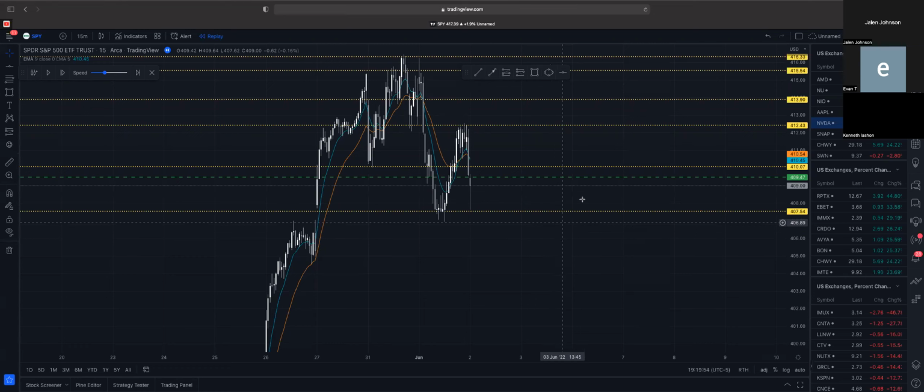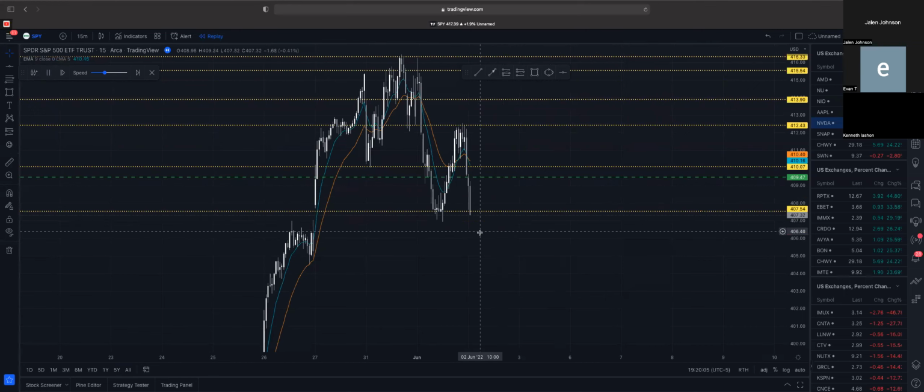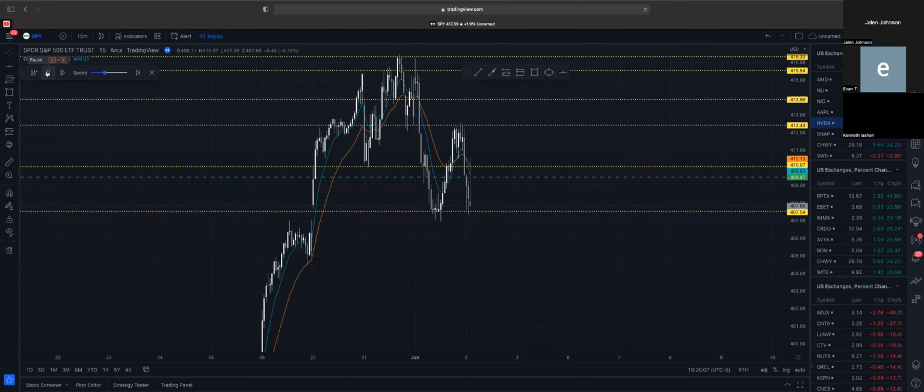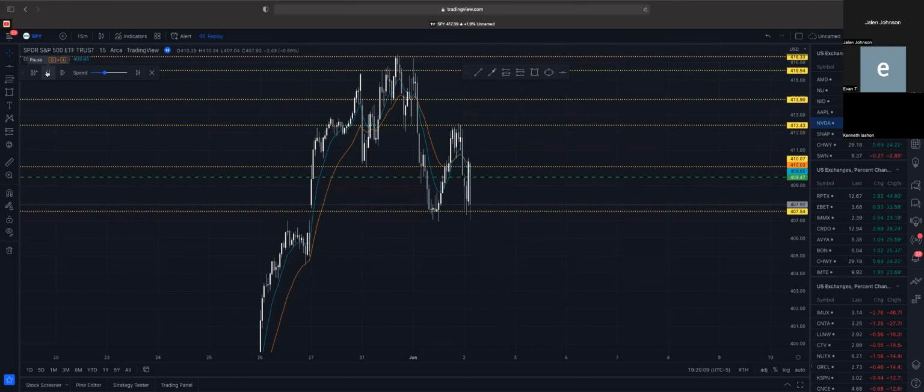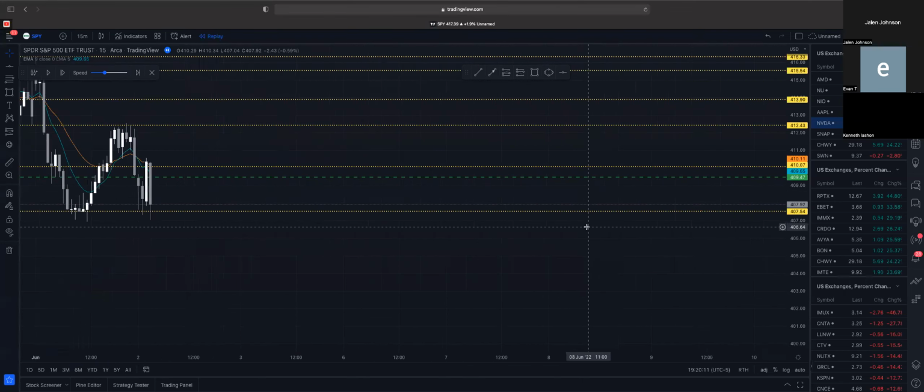So right now I got that plotted. That 409.49 level is where I will look to take calls. Let's play through the day and see how that level played out, right? As we let the day go by, boom, right there. What do we do? Did we break above? We broke above, right?